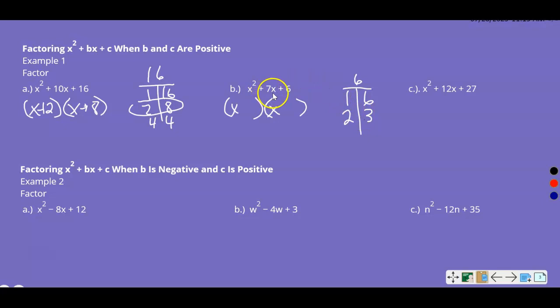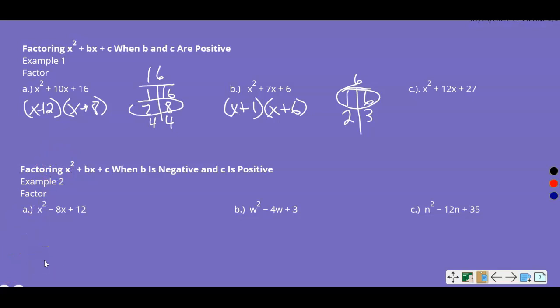What adds up to give me 7? 1 and 6 is 7. 2 and 3 is only 5. So I know this is going to be plus 1 and plus 6. Again, you can check it by quickly multiplying. x times x is x squared. x times 6 is 6x, plus 1x is 7x. 1 times 6 is 6. So again, you can see that factored form is equivalent to standard form.